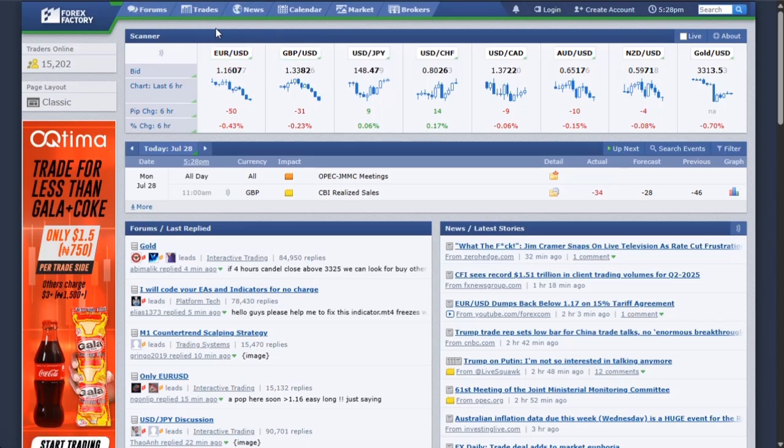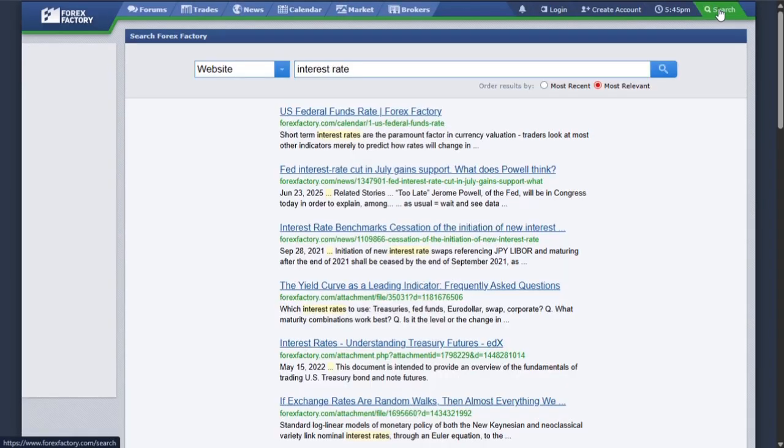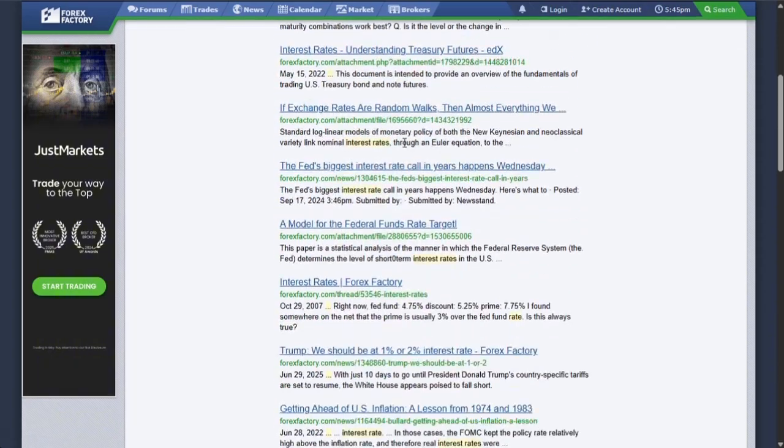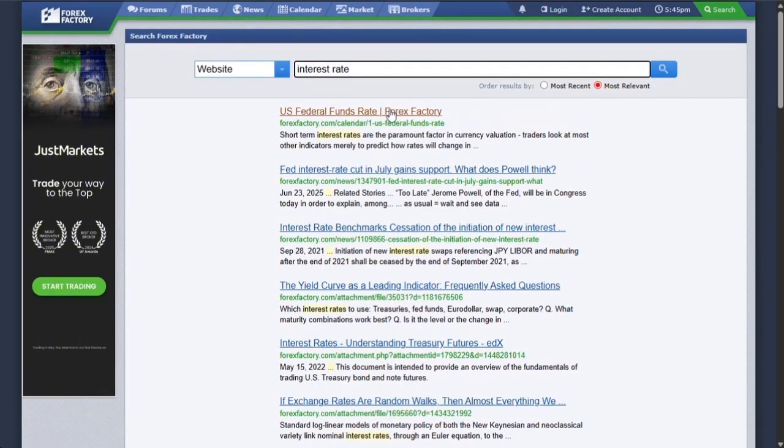All right. And once you are here, the easiest way to do it is to search for the interest rate. All right. So once you type interest rates in this search box on the top right corner and click on search, it should bring up every news item related to the interest rate. Once you click on that, you are going to see the interest rate of the US federal rate and basically anything that has to do with interest rate.